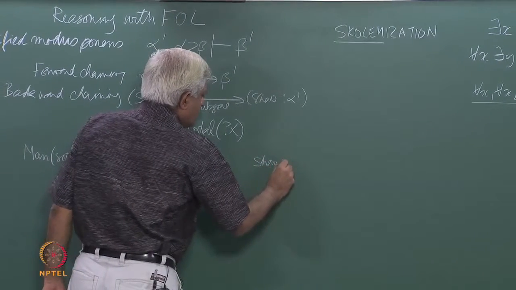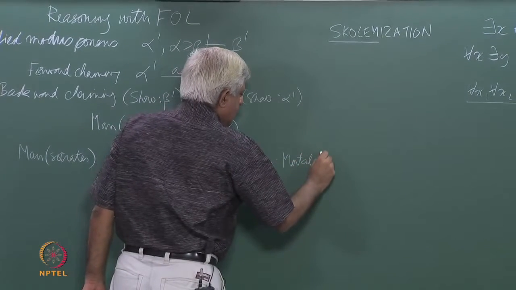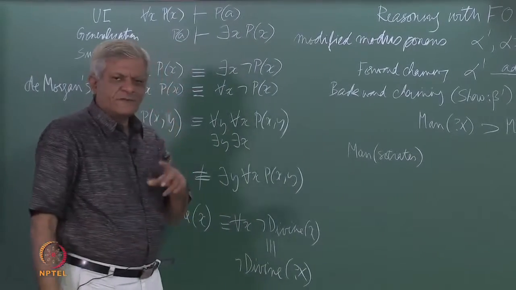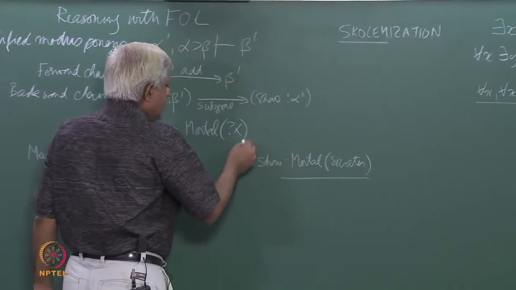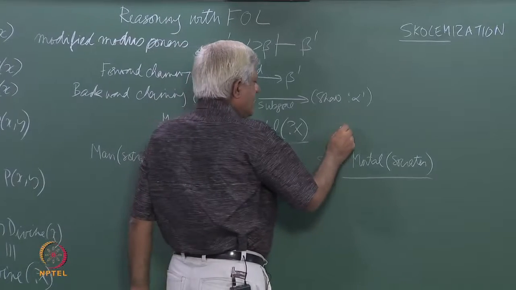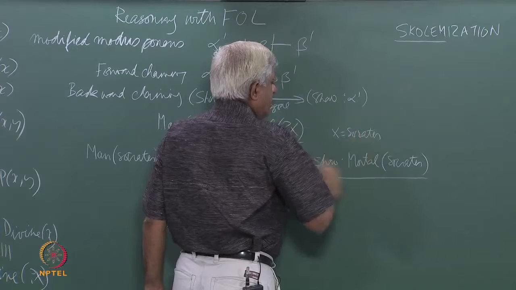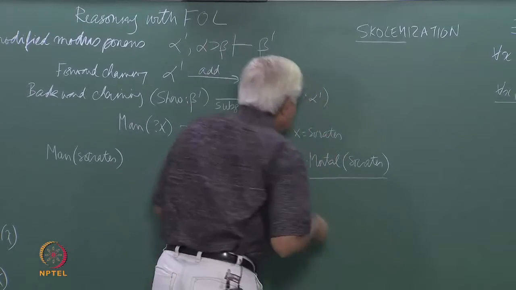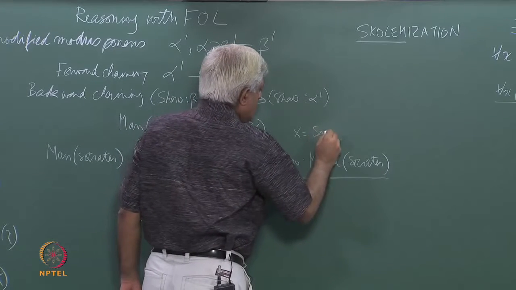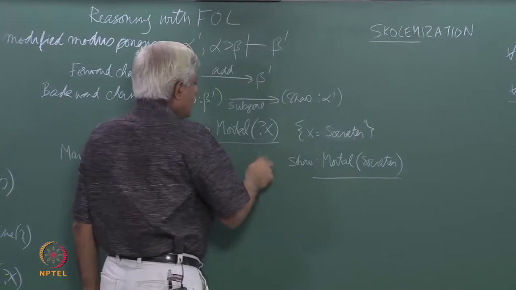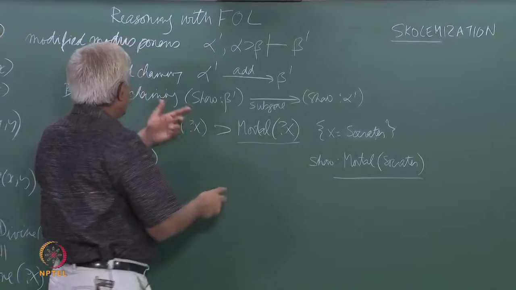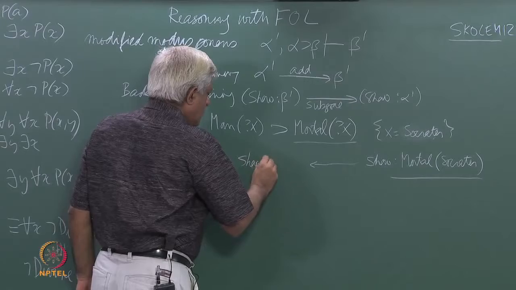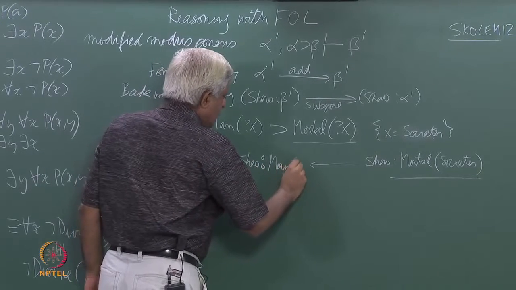So, show mortal Socrates. How does this work? So, if you recall, we match this with this with a unifier x is equal to Socrates. We will look at unification a little later. So, we apply this unifier to this, and according to this backward chaining process, we reduce this to show man Socrates.